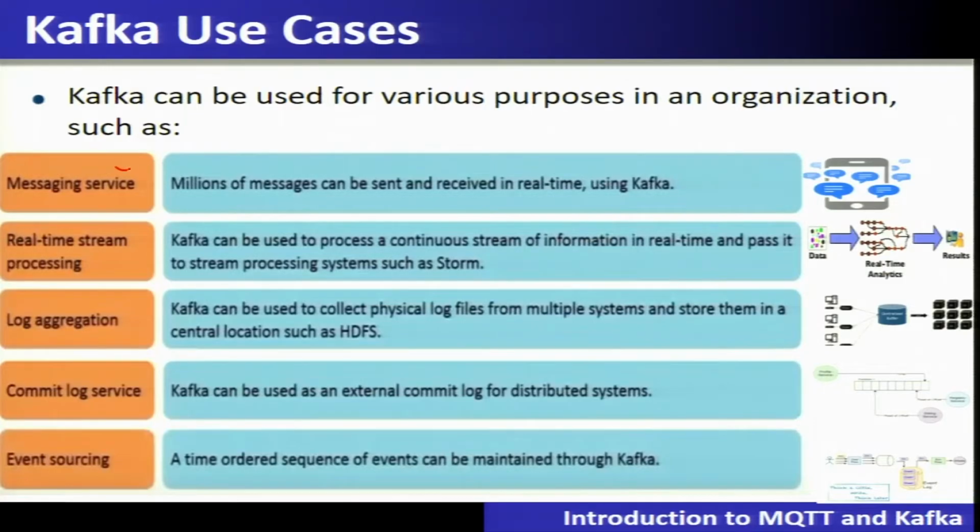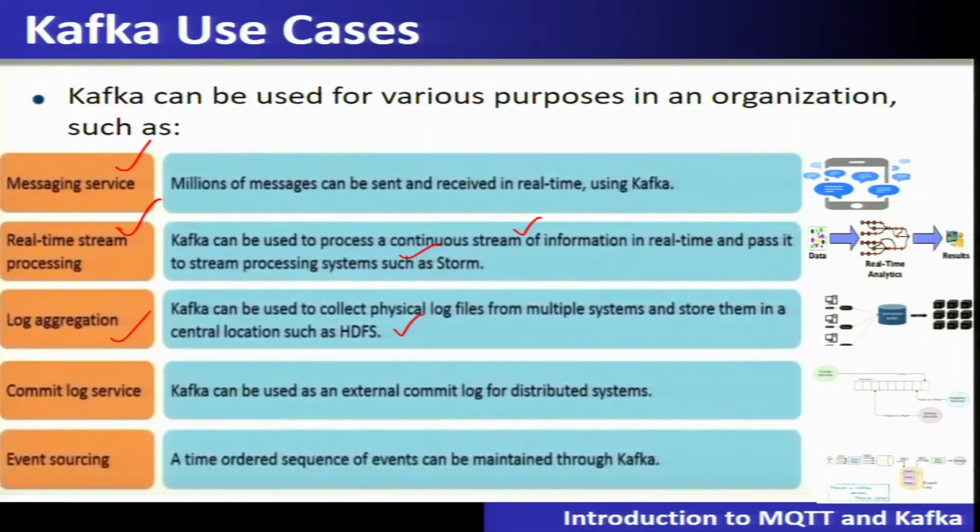For example, as a messaging solution where millions of messages can be sent and received in real time using Kafka. Real-time processing, which is also called stream processing: Kafka can be used to process a continuous stream of information in real time and pass it to the stream processing system for its computation. Log aggregation: Kafka can be used to collect physical log files from multiple systems and store them in a central location, in a database or in a distributed file system.